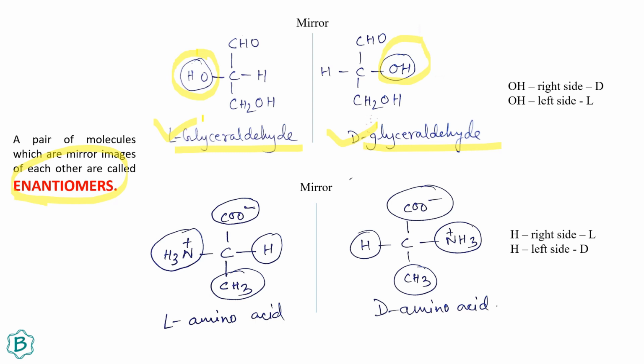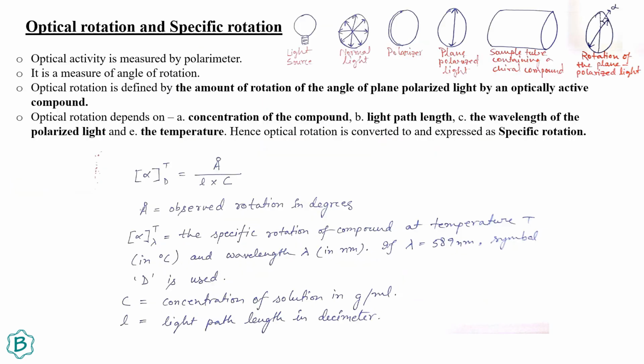And again, if a hydroxyl group is not there and a hydrogen is there, you have to consider the nomenclature based on the hydrogen, which is opposite to the hydroxyl group. Suppose the hydrogen is on the right side, we call it an L-amino acid. If it is on the left side, we call it a D-amino acid.